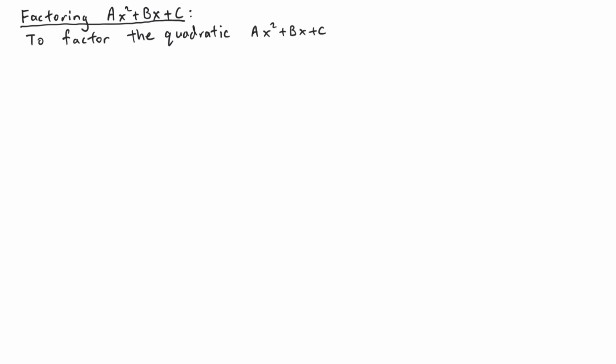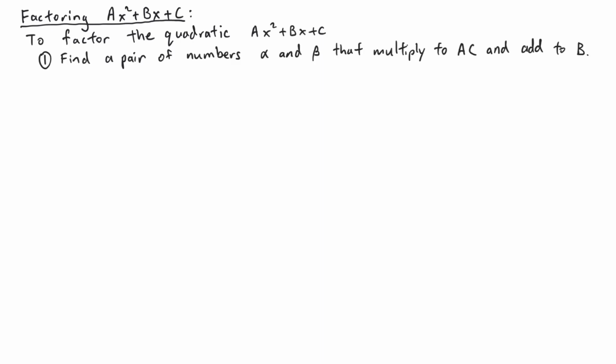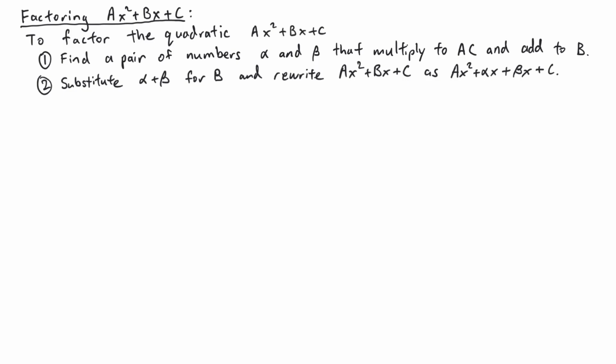To factor the quadratic ax squared plus bx plus c, the first step is to come up with a pair of numbers, alpha and beta, that multiply to the product a times c and add up to b. In our next step, we'll rewrite ax squared plus bx plus c by substituting in alpha plus beta for b. So then bx can be thought of as alpha x plus beta x. So our quadratic can be rewritten as ax squared plus alpha x plus beta x plus c.